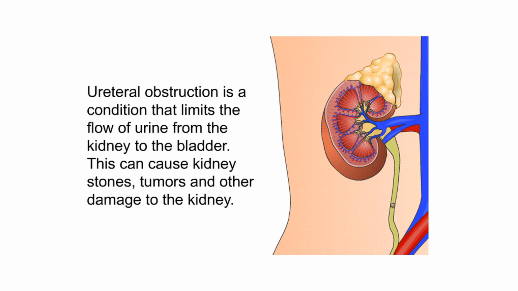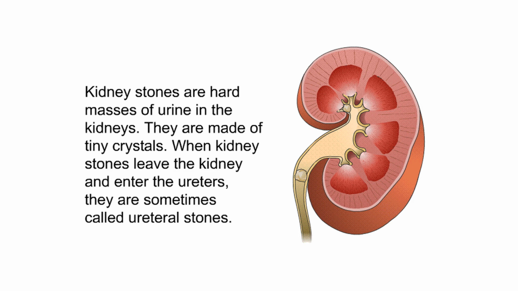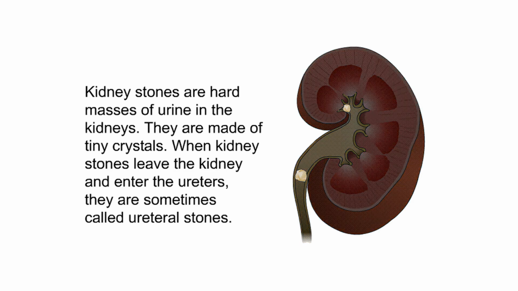Ureteral obstruction is a condition that limits the flow of urine from the kidney to the bladder. This can cause kidney stones, tumors, and other damage to the kidney. Kidney stones are hard masses of urine in the kidneys. They are made of tiny crystals. When kidney stones leave the kidney and enter the ureters, they are sometimes called ureteral stones.